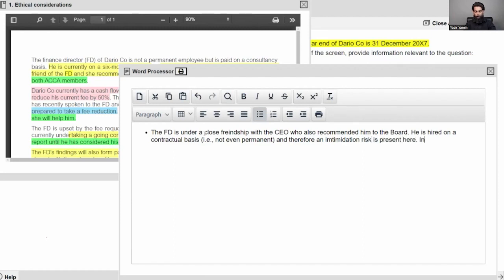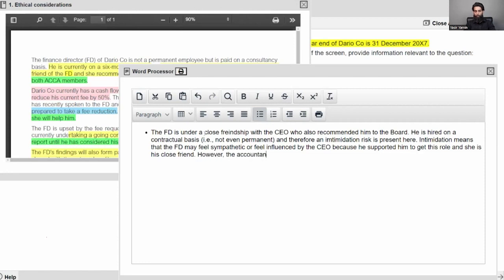Intimidation means that the finance director may feel sympathetic or feel influenced by the CEO because he supported him to get this role, and she is his close friend, right? So we have talked about the intimidation threat. However, the accountant should not allow any bias or undue influence of others to override his professional or business judgments, right?